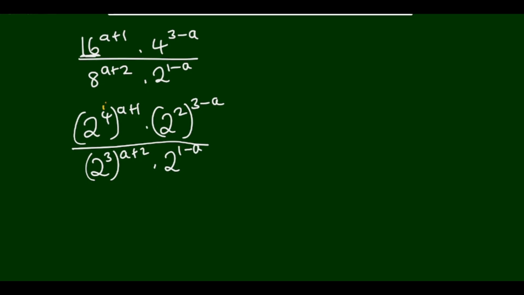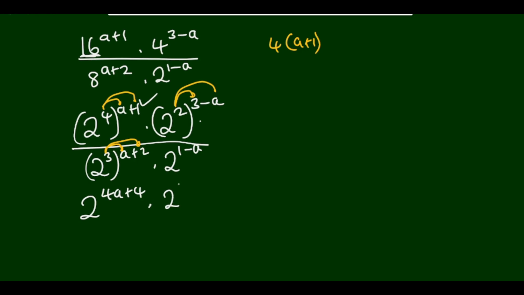And then we are saying 4 times a, 4 times 1. We're multiplying 4 by a plus 1 like that. So we're distributing 4. And then here 2 times 3, 2 times negative a. Here we have 3 times a, 3 times 2. Right, what do we get from that? So we're getting 2 to the power 4a plus 4 from this. And then from this one, we're getting 2 to the power 6 minus 2a. And then all this over 2 to the power 3a plus 6 like that, and then 2 to the power 1 minus a.